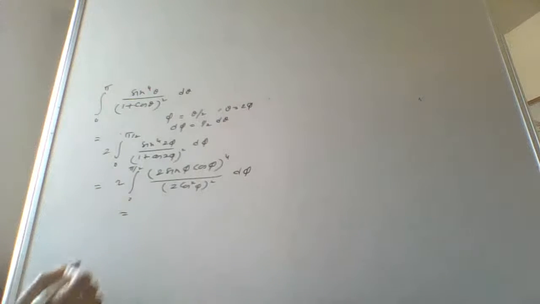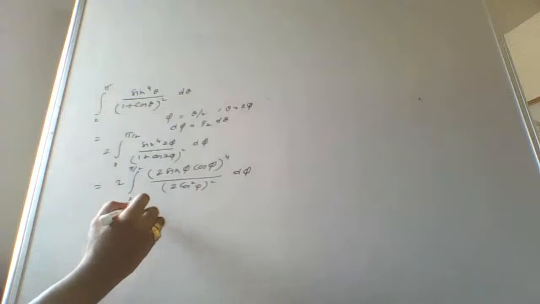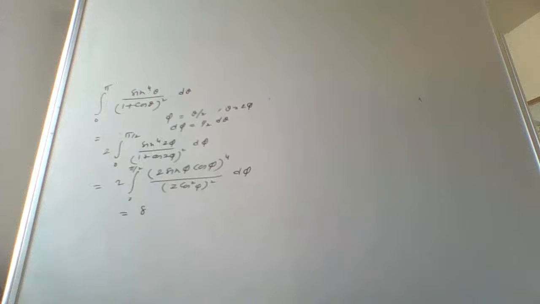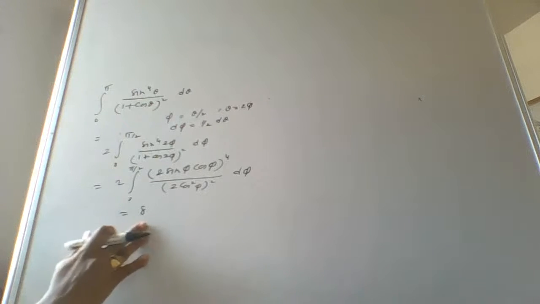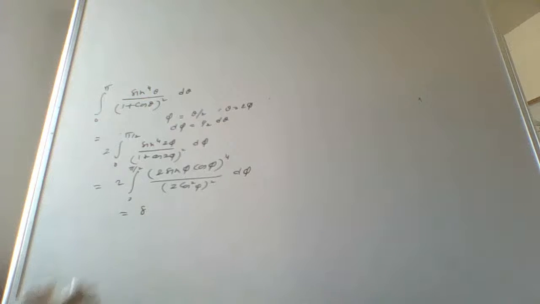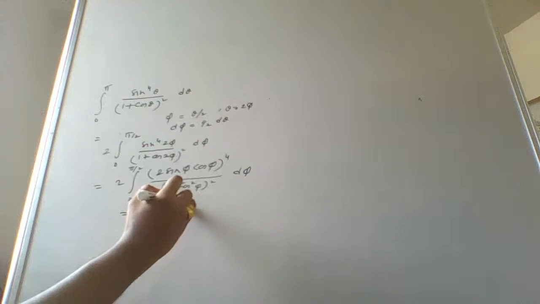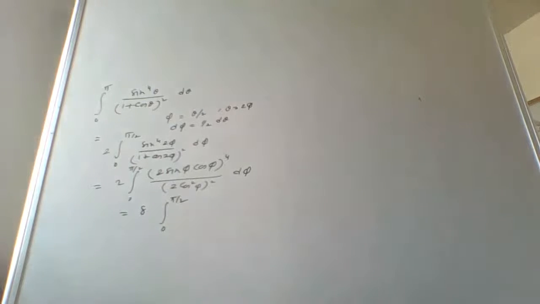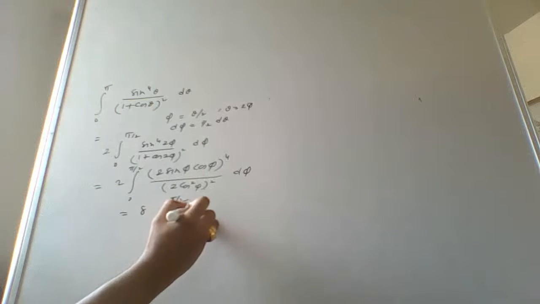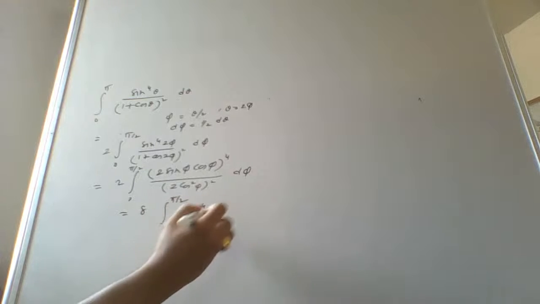Further, if I try to simplify, I get 8, because 2 to 1 term gets cancelled. So I'll be having only 2 cube, which is 8 outside. So 0 to pi by 2, and this power 4 gets cancelled. So I'll have only sine power 4 phi d phi.